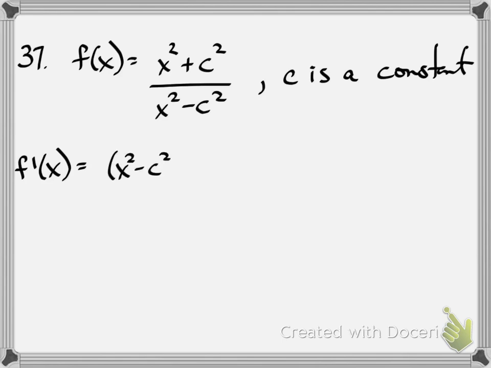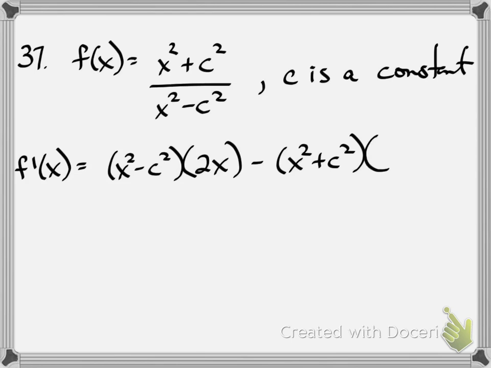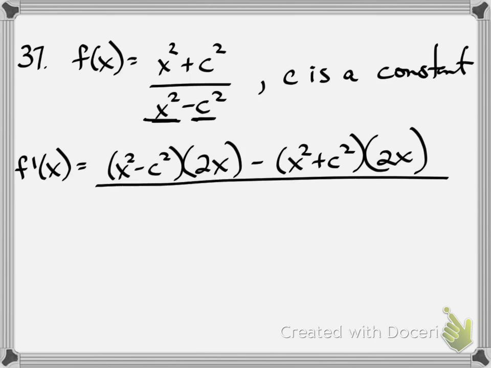Low, D high, 2x, and the derivative of the constant is 0. Minus high, D low, 2x minus 0, because C is just a constant. All over low squared.